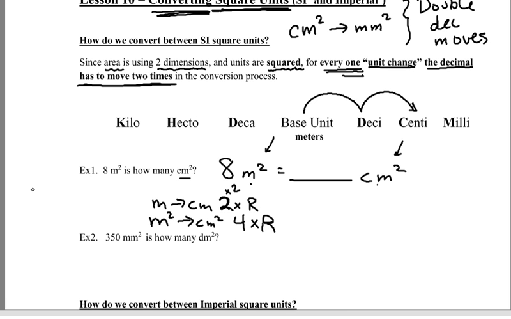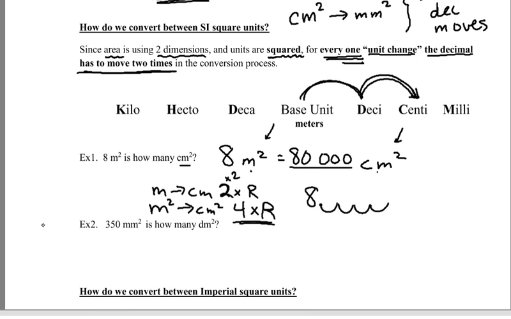So anytime you have squared units, every conversion happens twice. Meters to decimeters, 2 times you move the decimal, decimeters to centimeters, another 2 times, 4 times to the right. So our 8, 4 times to the right, and we get 80,000 centimeters squared, because the decimal moves twice.